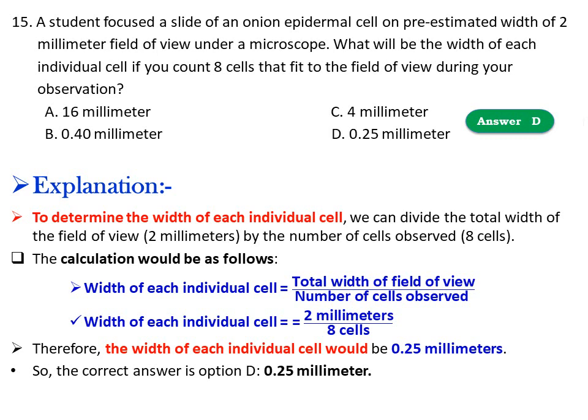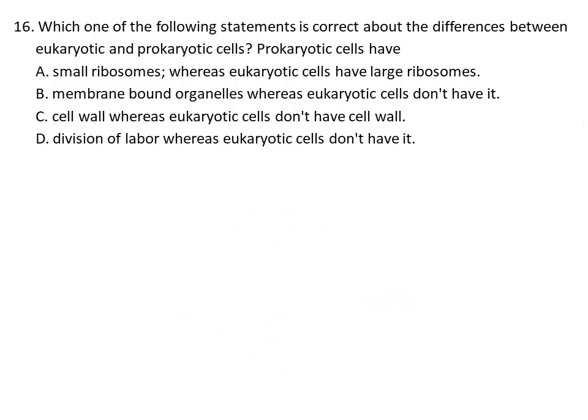This means the total width of the field is 2 millimeters. When we divide by 8 cells, we get 0.25 millimeter.